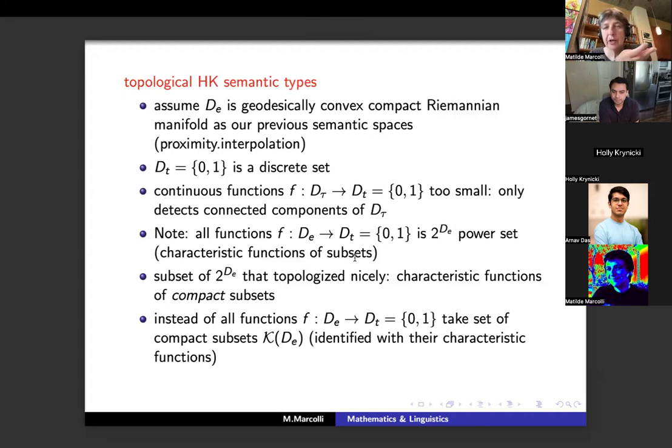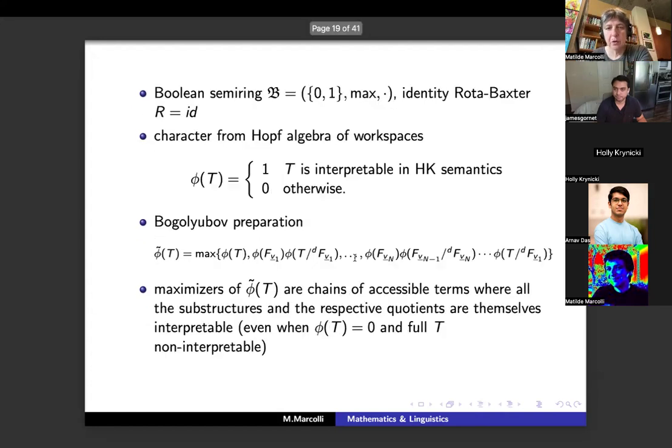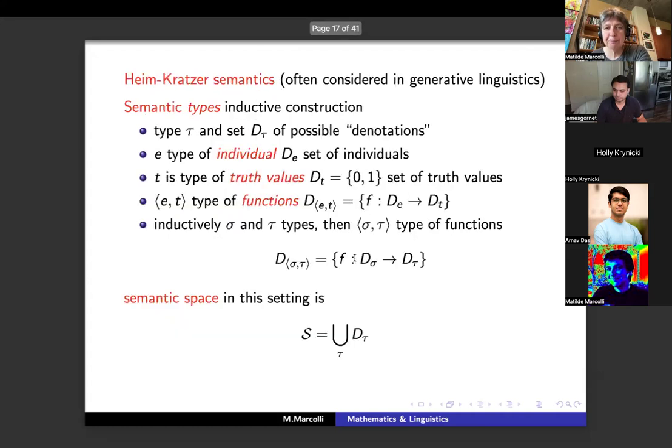So one thing that one can try to do: the original formulation of the Heim-Kratzer semantics, I put the original text on the web page if you want to see more about it. I gave a very, very sketchy, quick review here. It is, as I said, only set theoretic. So all of these function spaces that are defined this way are just set theoretic functions. There's no topology on anything.